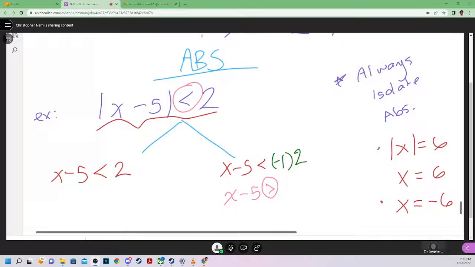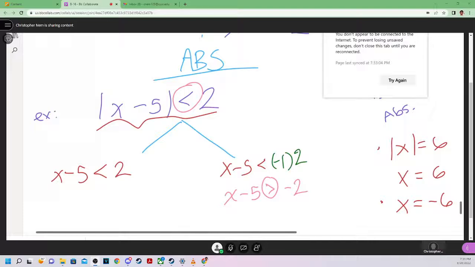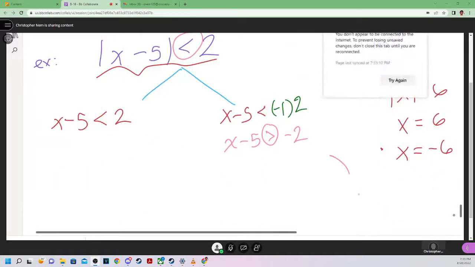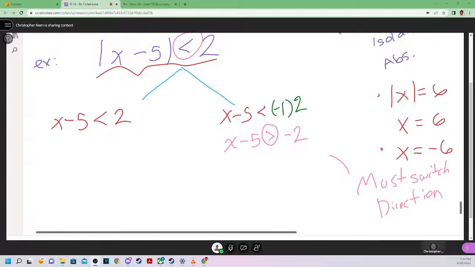Boom. You have to switch directions. Must switch direction. Must switch directions, because you multiplied by a negative. Boom. Now you can solve this out like a normal inequality.